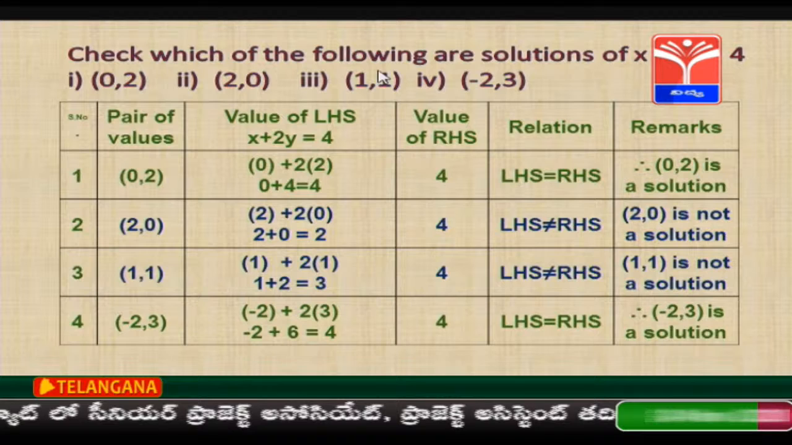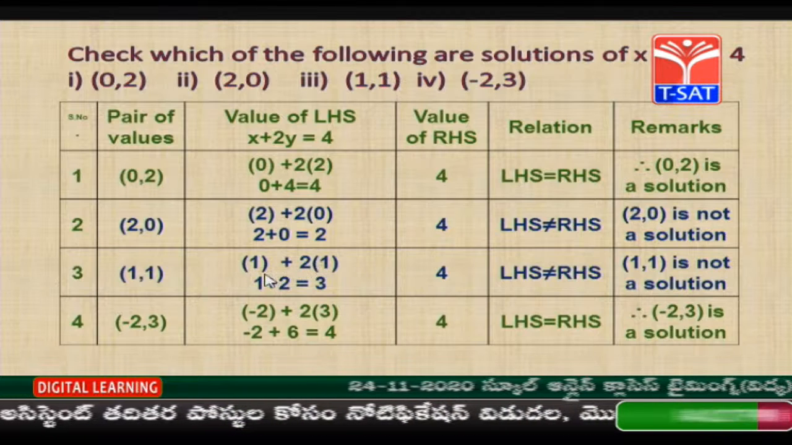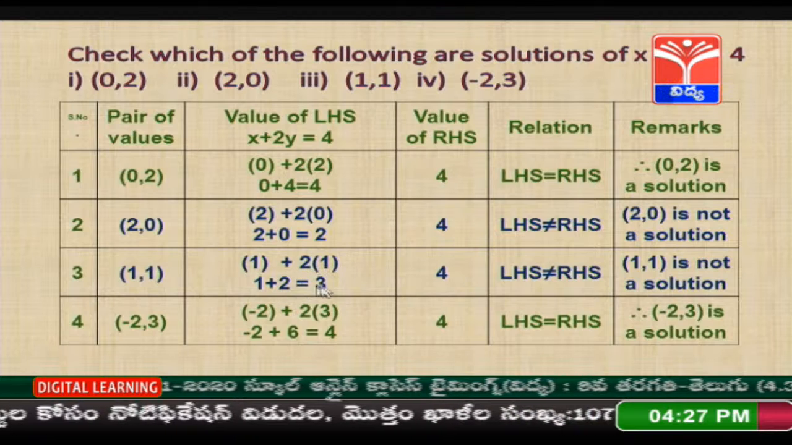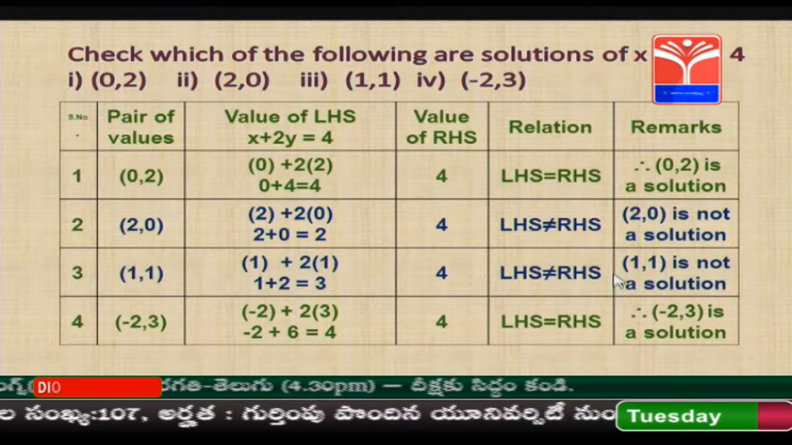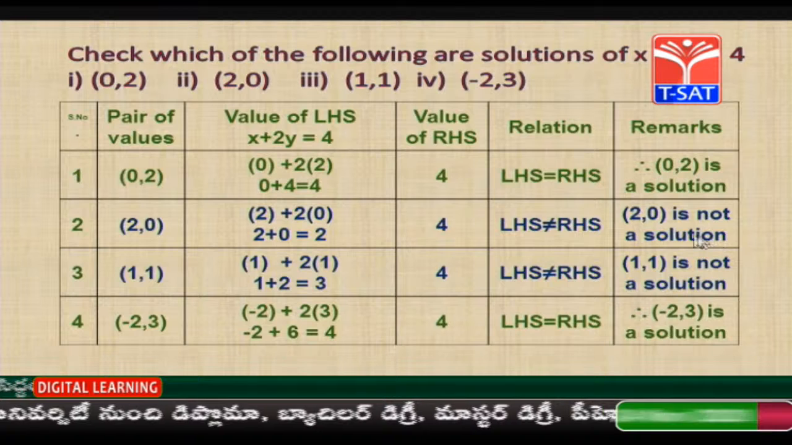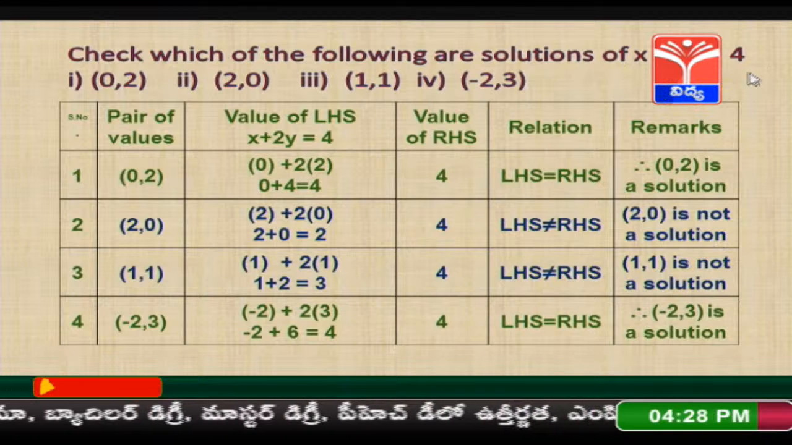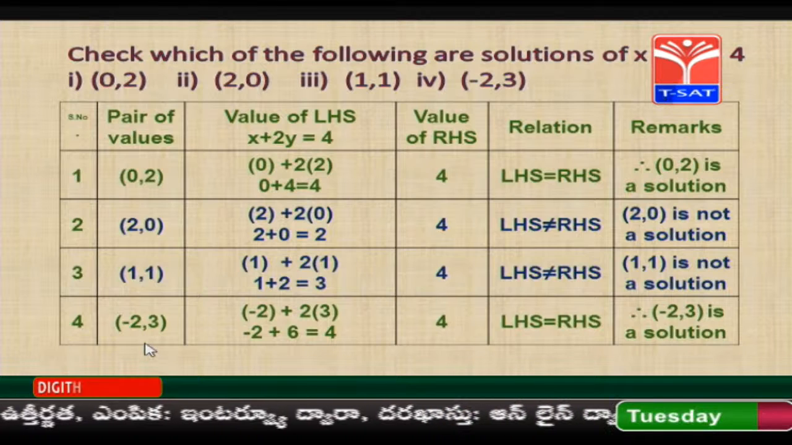Now, we will check for 1 comma 1, 1 in place of x, 1 in place of y. 1 plus 2 into 1 is 2, 1 plus 2 is 3, again 3 is not equal to 4, that means LHS is not equal to RHS. 1 comma 1 is not the solution to the given equation. Are you clear, children? Now, we will check the fourth one, minus 2 comma 3.